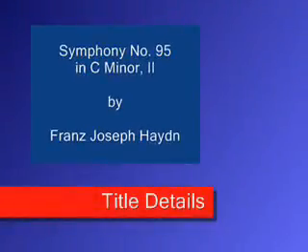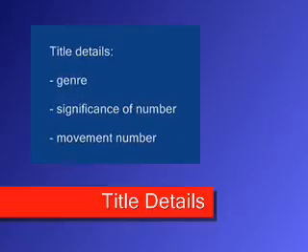Symphony No. 95 in C minor, second movement by Franz Joseph Haydn. Let's begin by taking a systematic look at each element of the title. We'll do the same that we did with the title of the Mozart Symphony earlier. We'll examine its genre, the significance of the number of the symphony itself, as well as the movement number.